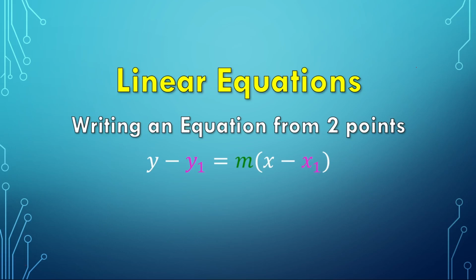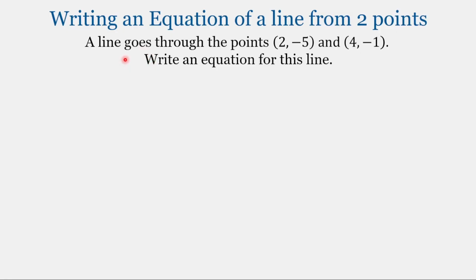Today we're going to practice writing an equation for a line from 2 points. So let's get started. So here we have a line and it goes through the points (2, -5) and (4, -1). We would like to write an equation for this line.